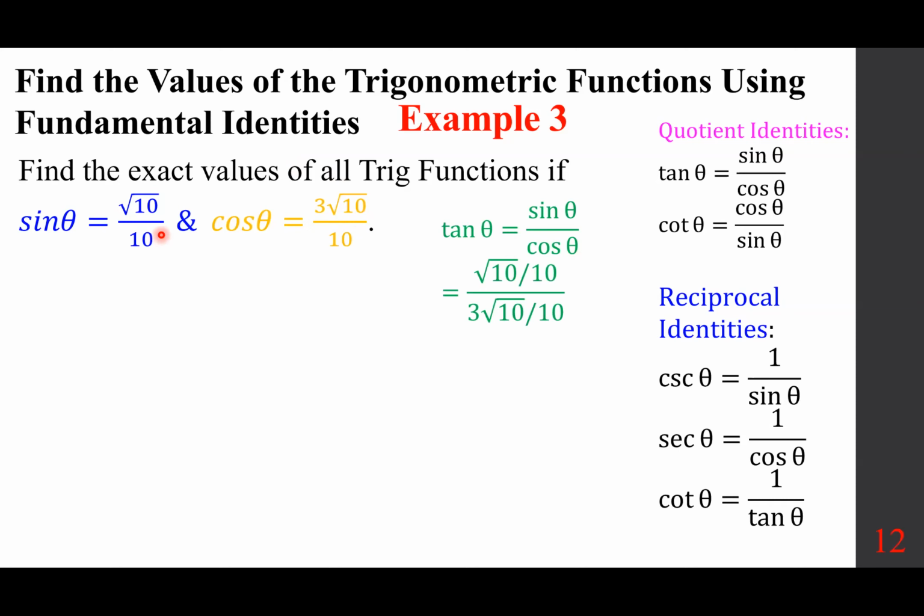So we're going to divide square root of 10 over 10 by 3 square root of 10 over 10. And I hope you realize in the complex fraction the 10 drops. Believe it or not, square root of 10 drops, and you end up with 1/3. Let me rewrite that. It may be easier to see it this way. The numerator is square root of 10 over 10, and the denominator is 3 square root of 10 over 10.